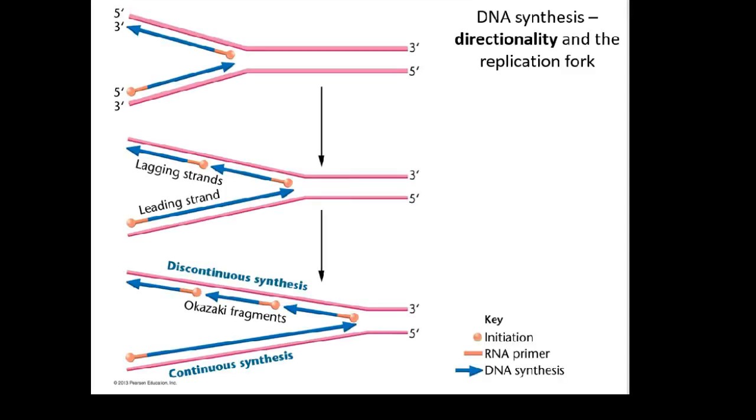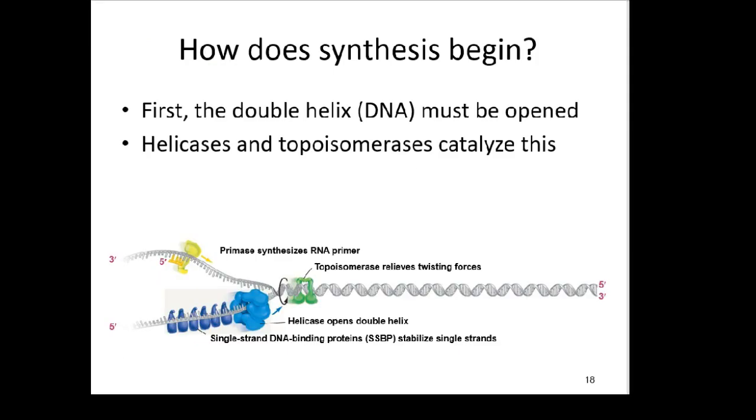So we just looked at replication forks. Now let's talk about how synthesis begins. So synthesis is going to begin, of course, at the origin of replication site, which we've already discussed. And those are sites on the DNA that recruit or attract the DNA replication enzymes. And so what does that mean? In order for synthesis to begin, you have to have the DNA replicating enzymes, shown in color here, land on the origin of replication.